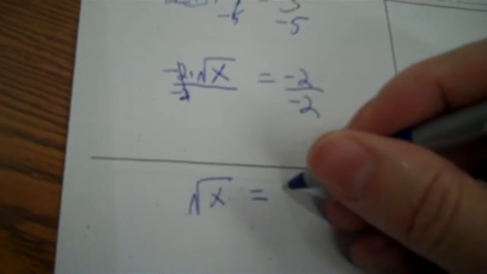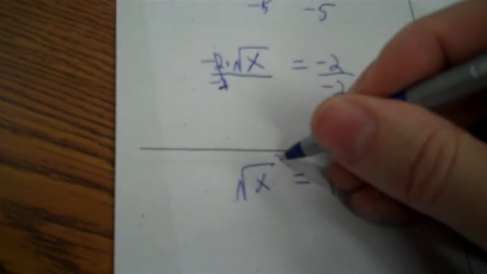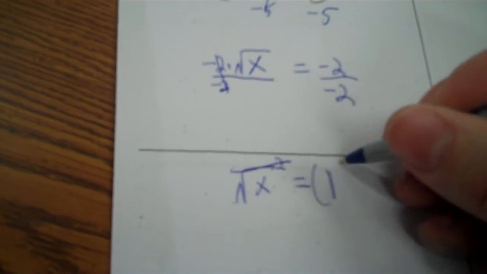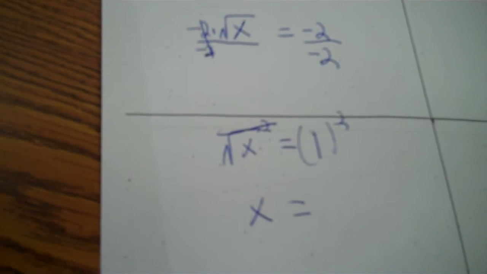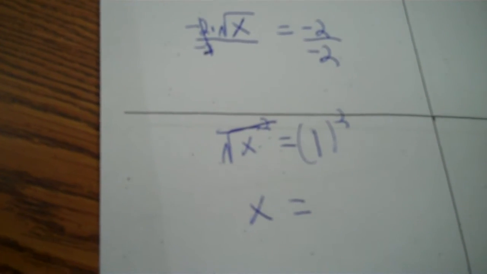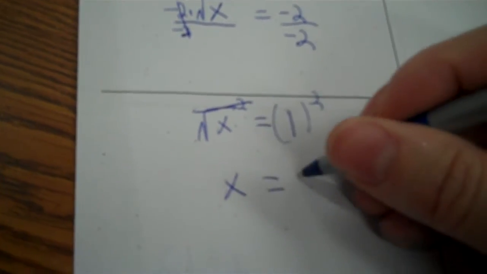We can come down here. Negative 2 divided by negative 2 is 1. And now you can eliminate your radical. So second power, and then raise that to the second power, and you have x, and 1 to the second is 1. It's not 2, it'd be 1 times 1, because remember 1 to the second is 1 times itself.